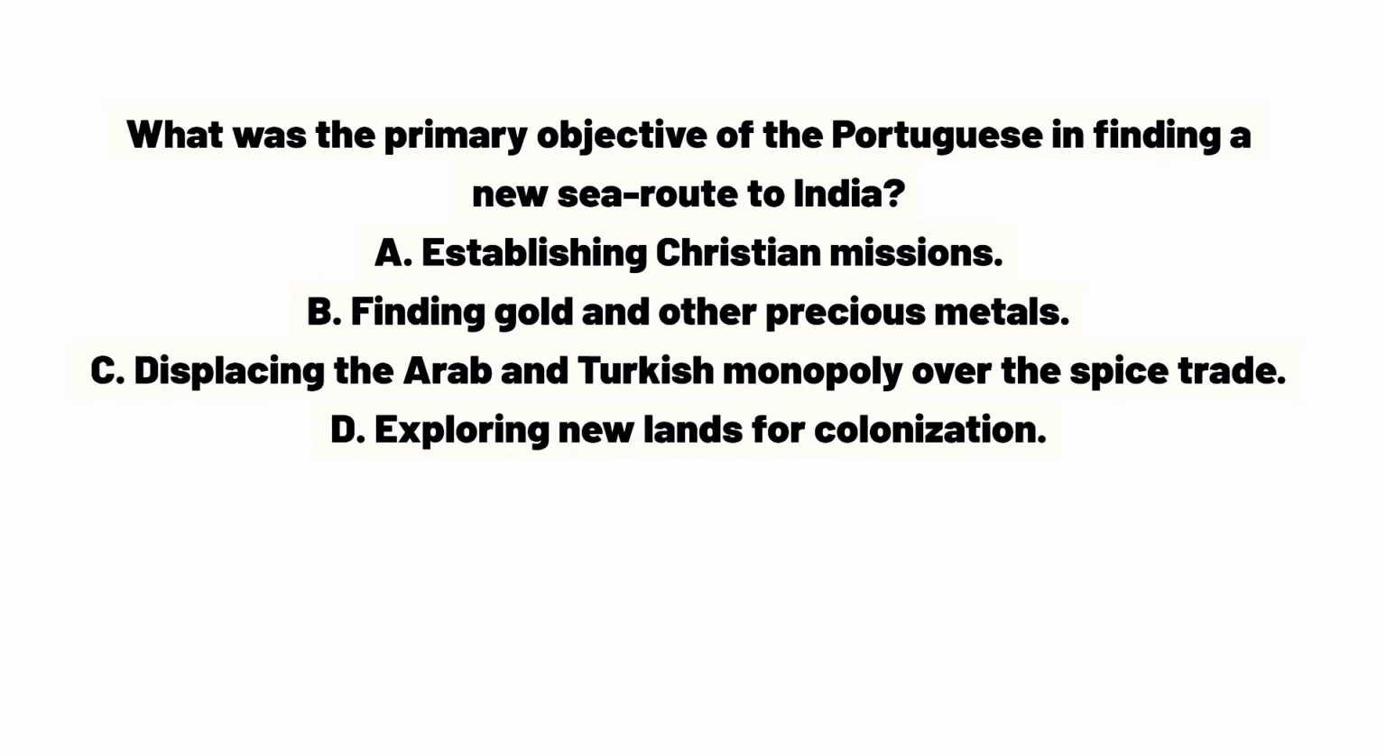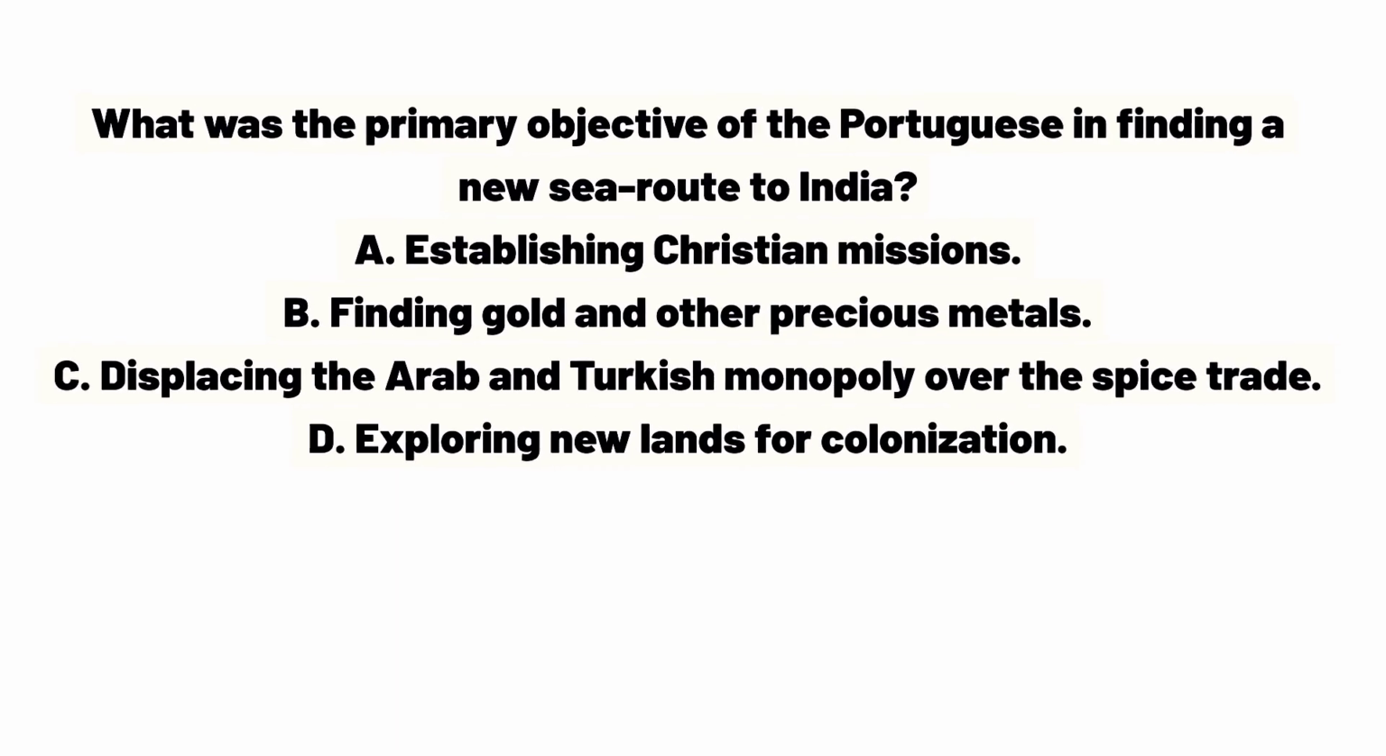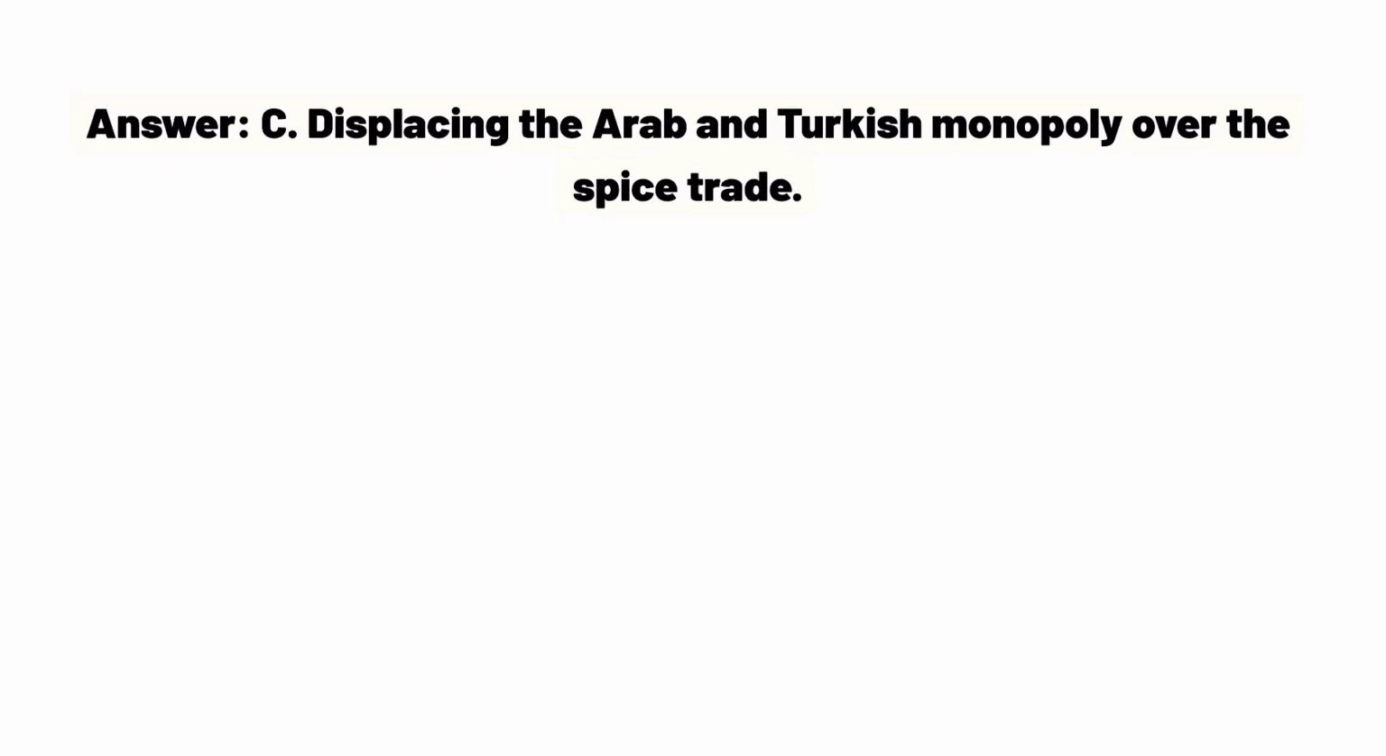Answer: B. Zamorin, Samuthiri. What was the primary objective of the Portuguese in finding a new sea route to India? A. Establishing Christian missions. B. Finding gold and other precious metals. C. Displacing the Arab and Turkish monopoly over the spice trade. D. Exploring new lands for colonization. Answer: C. Displacing the Arab and Turkish monopoly over the spice trade.